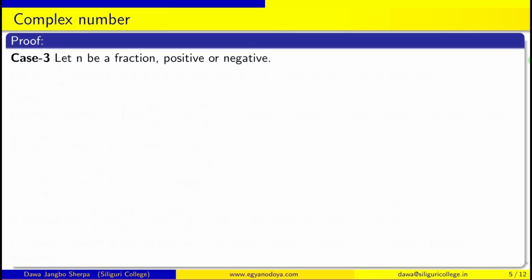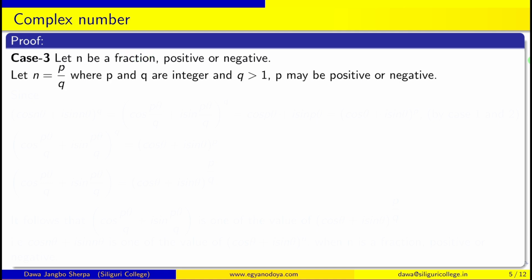Case 3, when n is a fraction, positive or negative. Since n is a fraction, I can write n as p by q form, where p and q are integers and this denominator q is greater than 1 and p may be positive or negative.